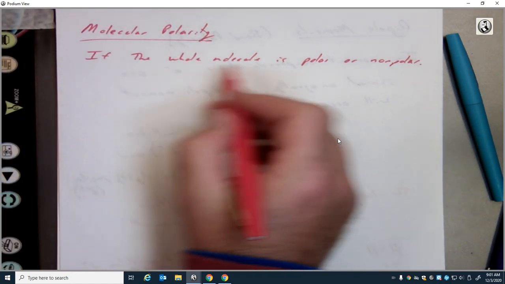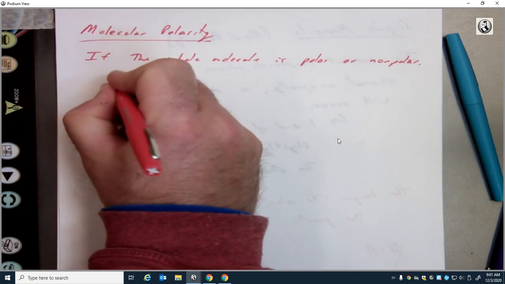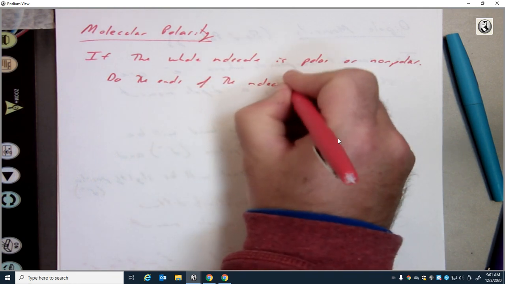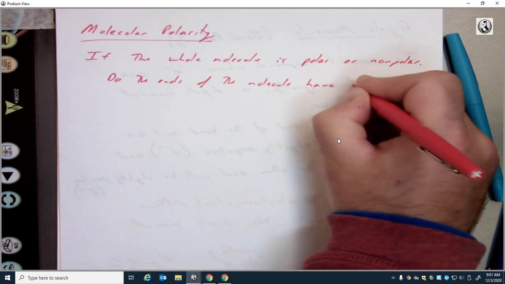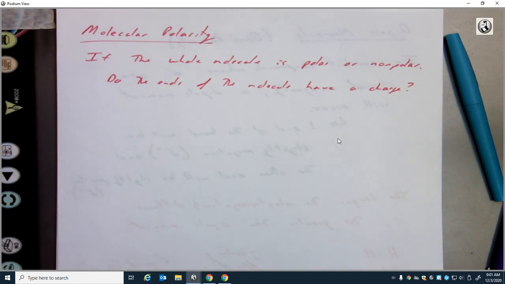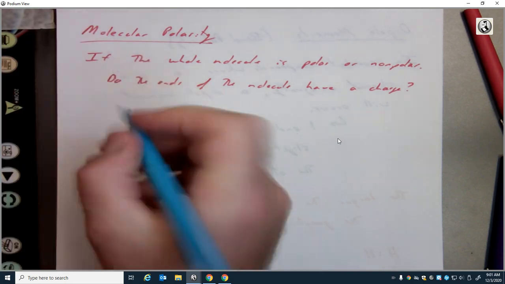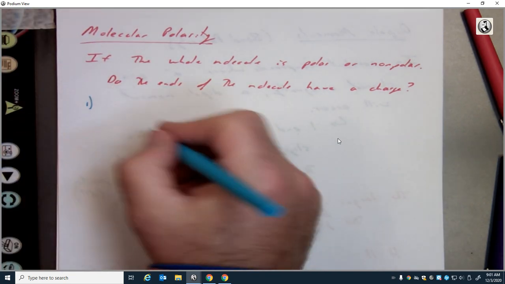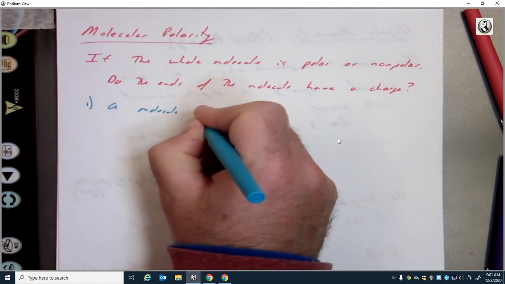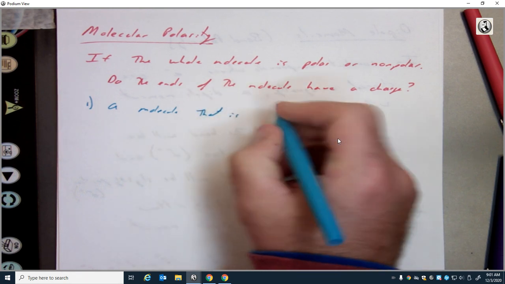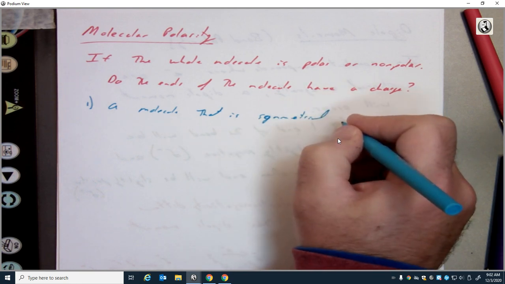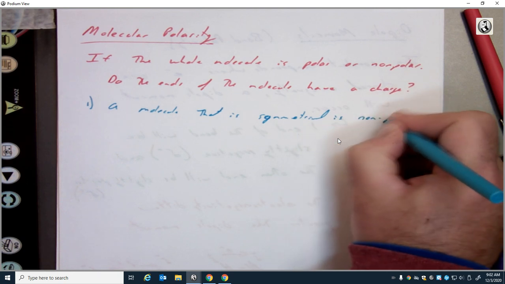So if the whole molecule is polar or nonpolar, do the ends of the molecule have a charge? That's what we're looking for. So here's a couple things that we can use to do this. Number one, a molecule that is symmetrical is nonpolar.